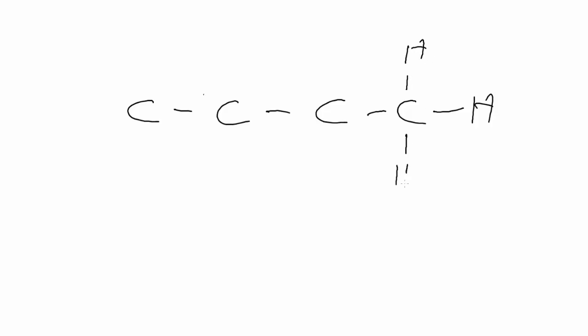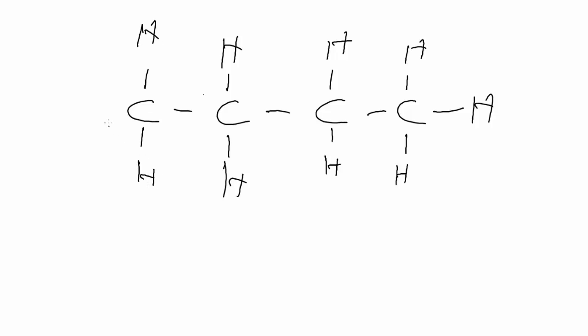Now remember, this is butane, ANE, so it has only single bonds. If it was butene or butyne, it would have a double bond or a triple bond, and that only one in the center, or around the center, not exactly in the center. And yeah, H H and H. Alright, this particular formula is called an isomer of butane.